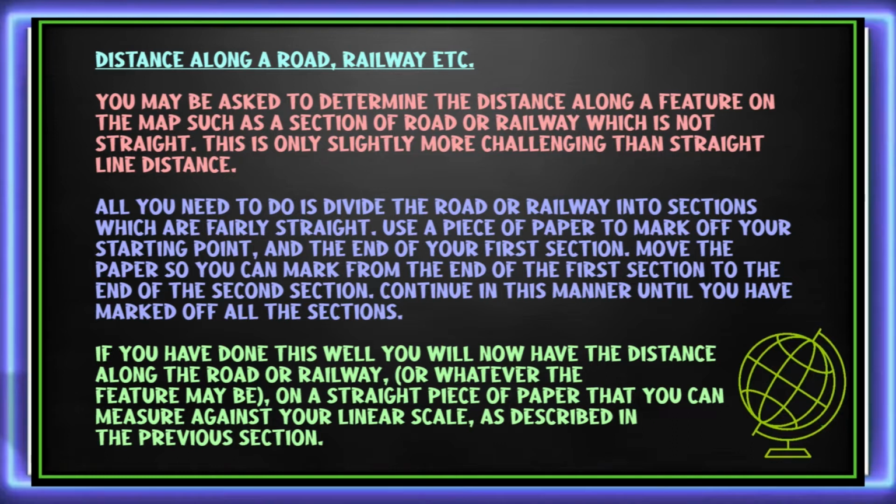If you have done this, you will now have the distance along the road or railway, or whatever feature it may be, on a straight piece of paper that you can measure against your linear scale as described in the previous section. This is demonstrated in the video.